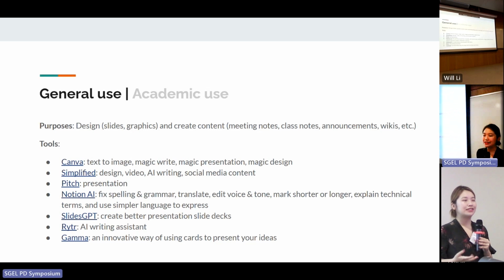Because I also worked as a teaching assistant, I found Gen AI tools quite helpful because I need to draft announcements and emails to students a lot. And then here's the list of tools that are quite helpful. They offer free trials to users.